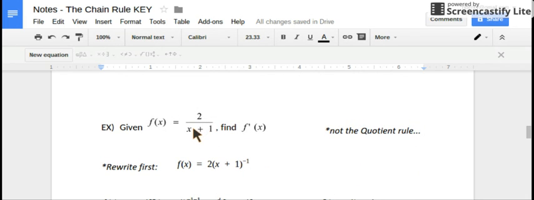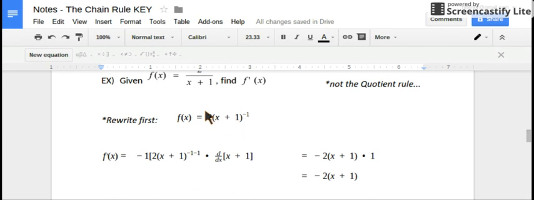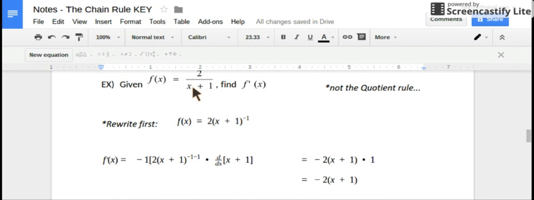This also allows us to find the derivative of functions that look like this, where it's a constant divided by a function. This is not the chain rule because the top or the numerator is not a function, so I don't have a function being divided by a function. So if I rewrite this function first, I can then use the power rule. By using a negative exponent, I can take that denominator up to the top layer and just rewrite it as 2 times the quantity x plus 1 all raised to the negative 1 power.